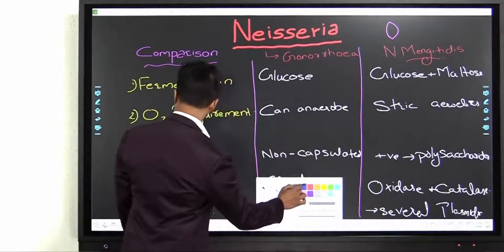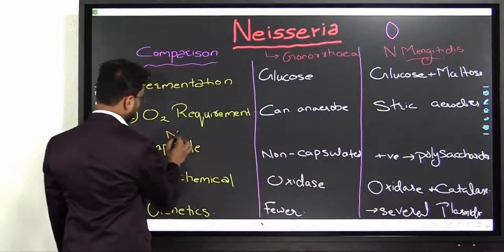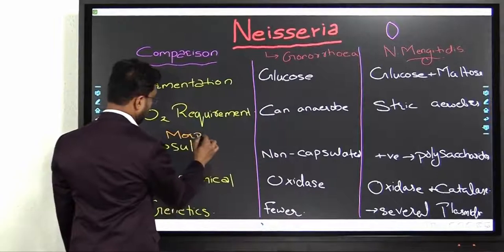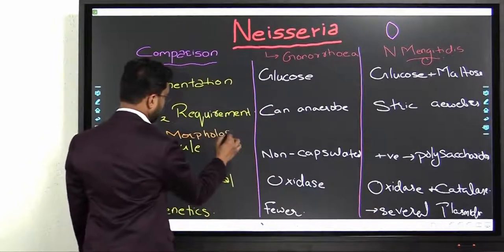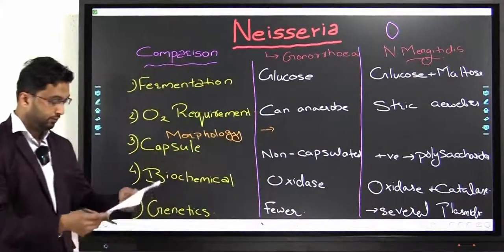Okay, morphology is not written, huh? Fine, I'll just add it here as morphology. So just note it down in your book. Okay, morphology. And I'll use the same color so that you don't get confused.